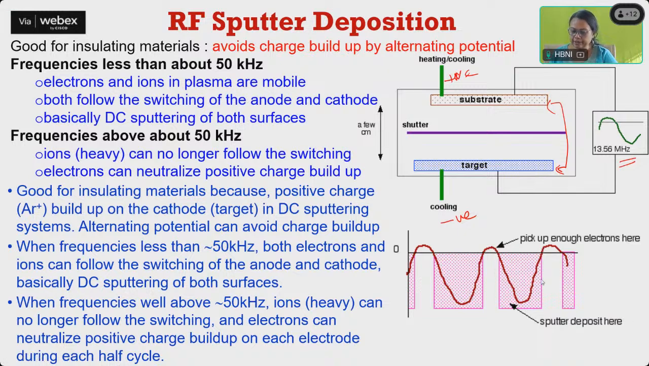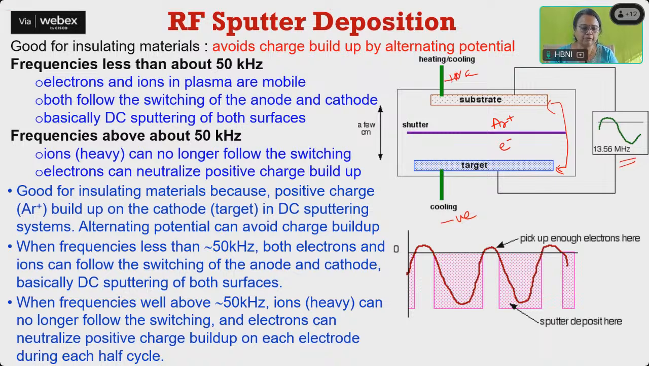So polarity is changing here. The electrons and the argon ions will both follow this RF switching. So basically DC is sputtering from both surfaces. What happens is that this will sometimes hit here, and this will sometimes hit there. So then it is of no use.